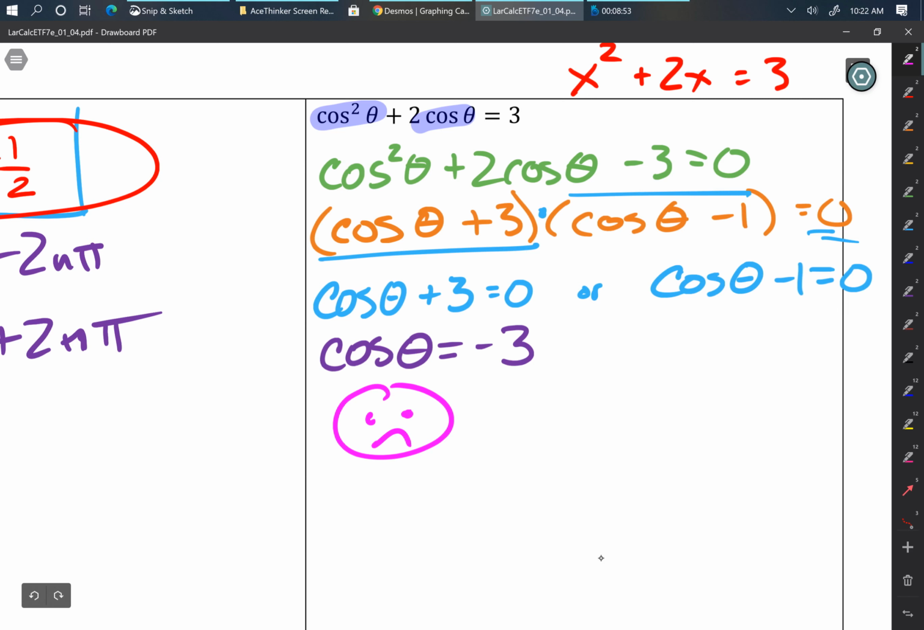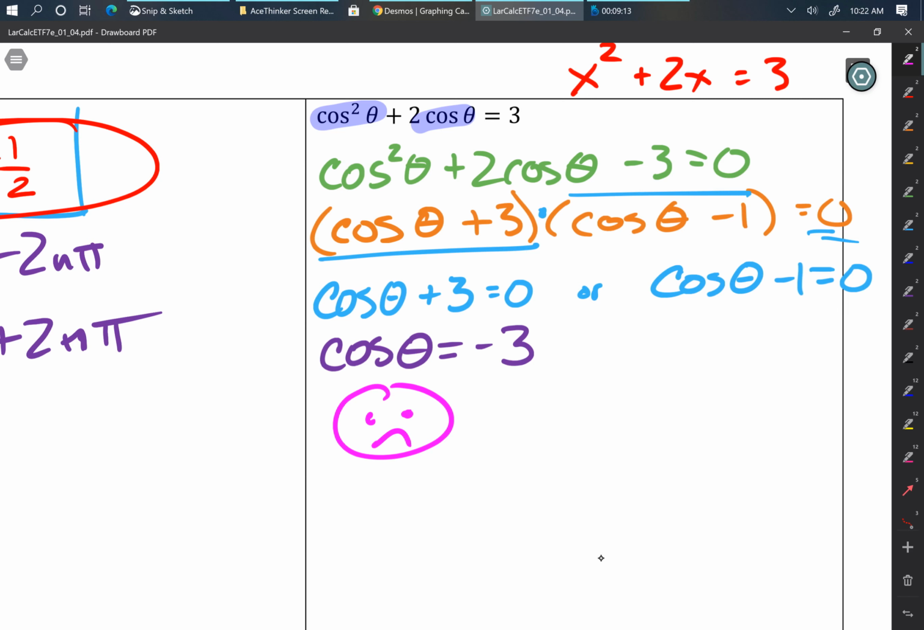Right. Because the cosine can't be negative 3. The range for the cosine function is -1 to +1. So that means that the outputs of a cosine function are between -1 and +1. Now, I know that there's at least one person out there who's watching this going, but wait a second.